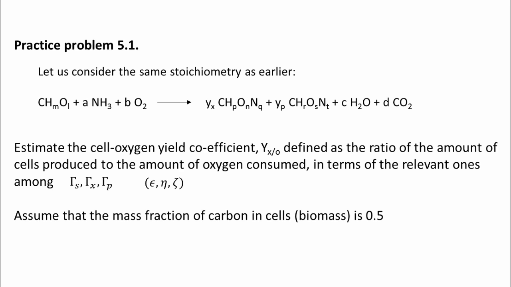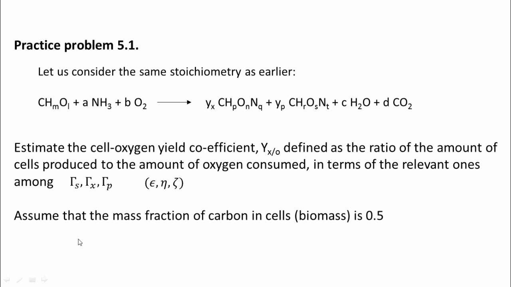Estimate the cell oxygen yield coefficient Yx/O, defined as the amount of cells produced per amount of oxygen consumed. And this we need to find out in terms of the relevant ones among gamma x, gamma s, gamma p, or epsilon, eta, psi. Right? In terms of these, we have estimates of all these. Gamma x we know is 4.2. Gamma s, gamma p can easily be calculated. Epsilon, eta, psi values, some estimates, some ranges are known, and therefore we can estimate the cell oxygen yield coefficient.